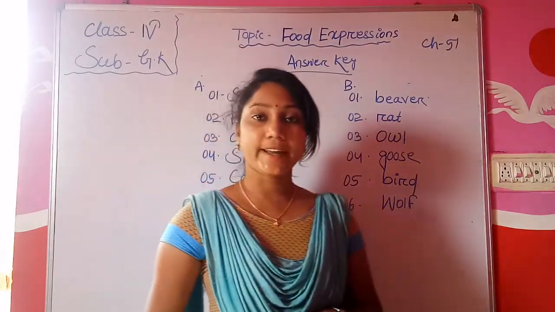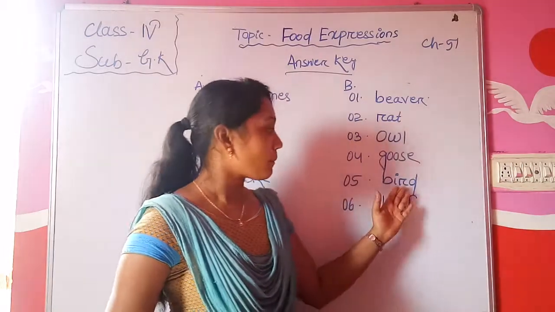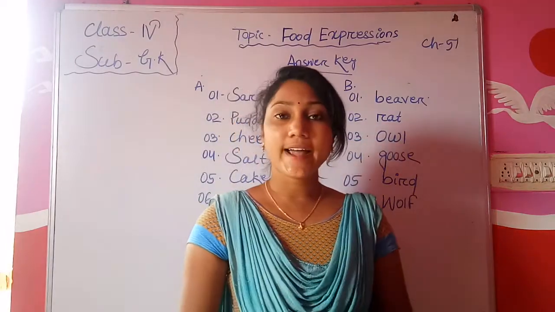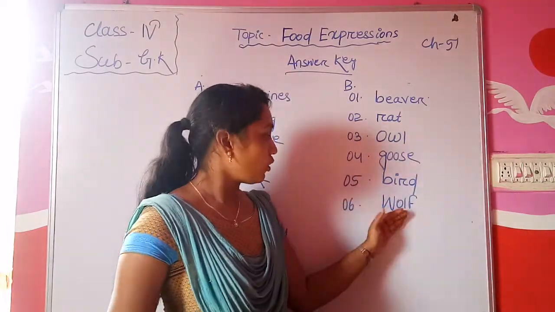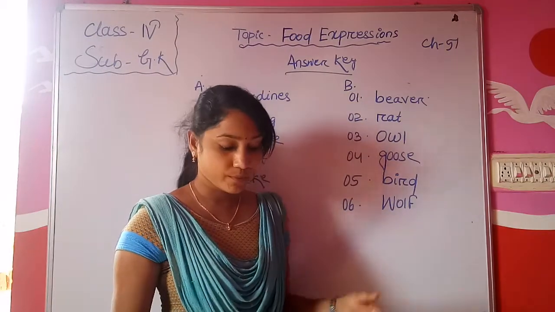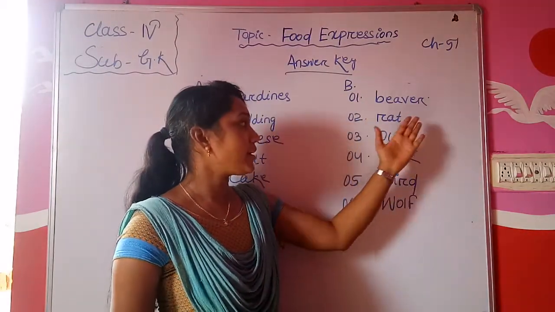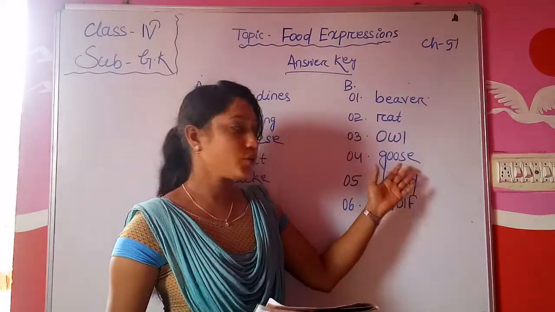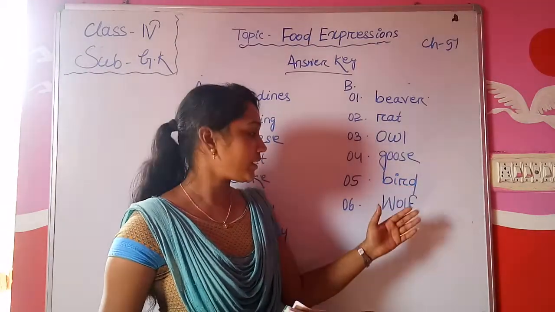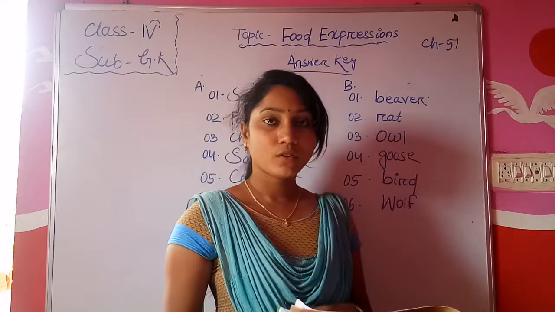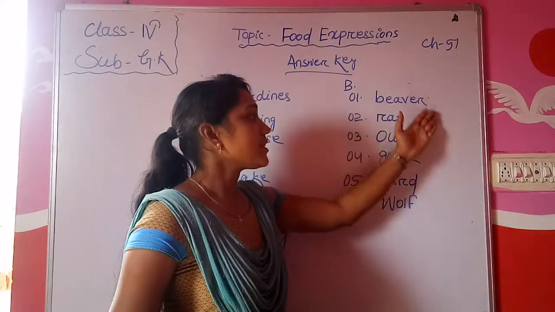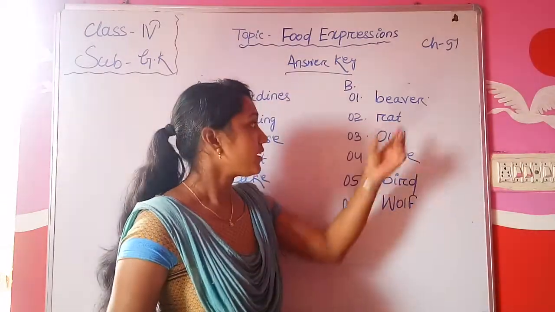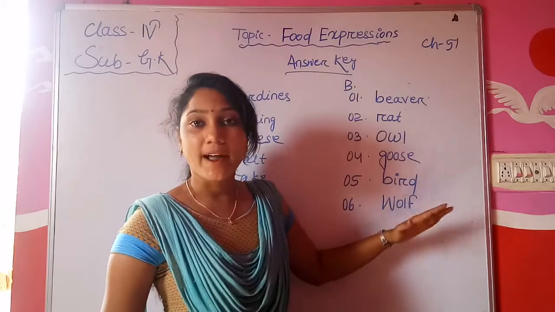Then dash brain. Bird brain. Okay. Then lone dash. Eager beaver, rat race, night owl, silly goose, bird brain. Then lone owl. Okay. Students, these are the typical qualities of birds and animals.